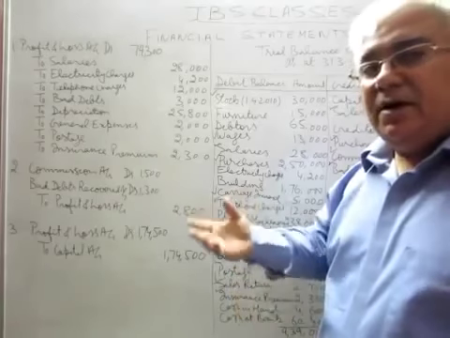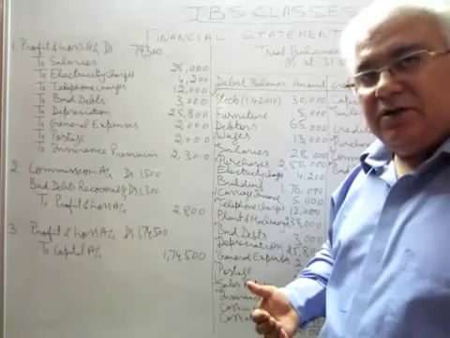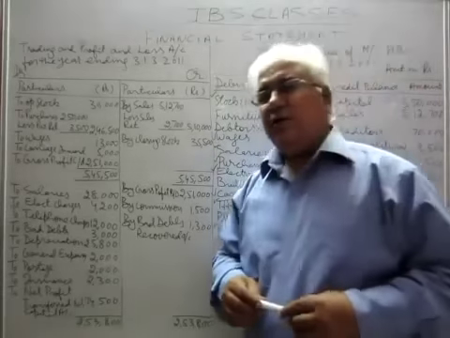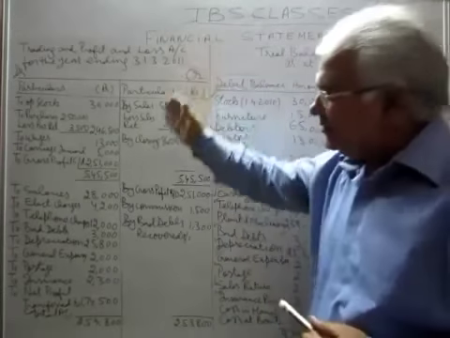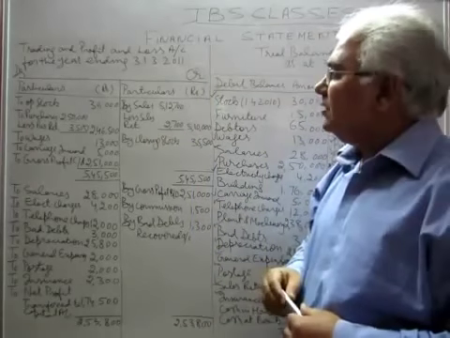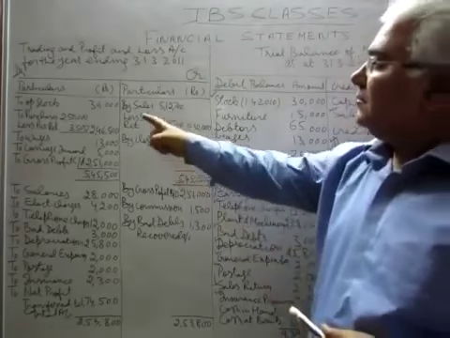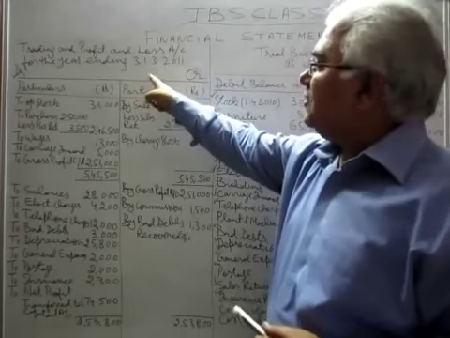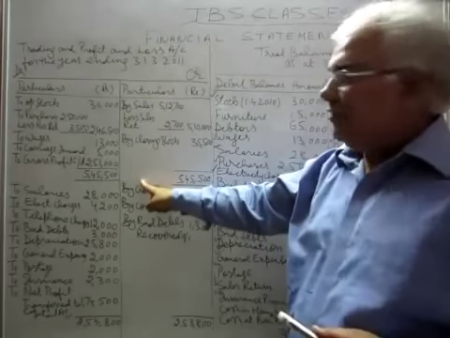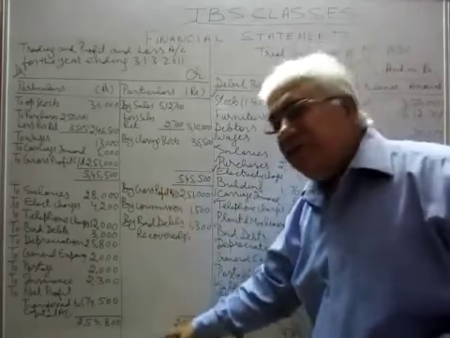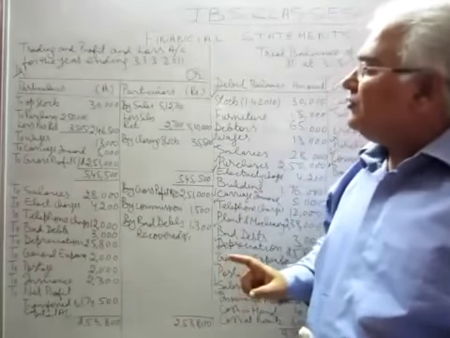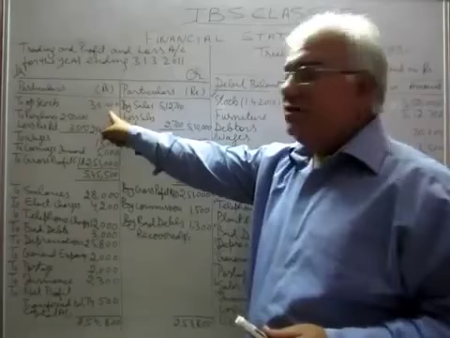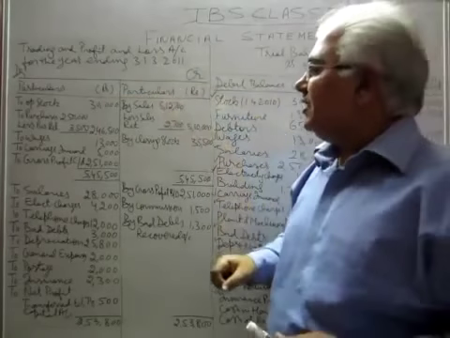Now I will prepare the trading and profit and loss account. Having passed the closing entries for trading account and P&L account, this is the final trading and P&L account. You see the first item on the debit side of trading account. Actually from this to this, it is trading account, and from here onwards it is profit and loss account, but it is made in continuity. So the first item here is opening stock, this 30,000.